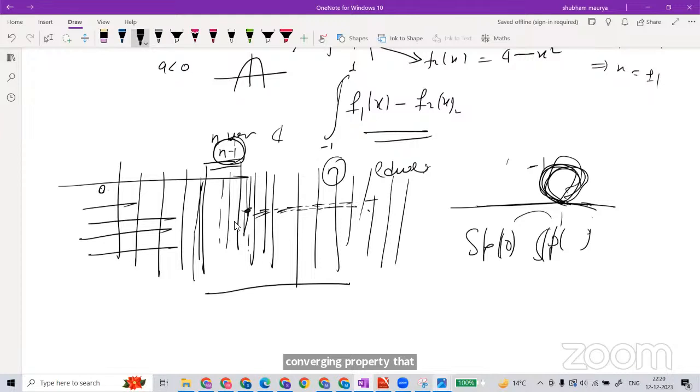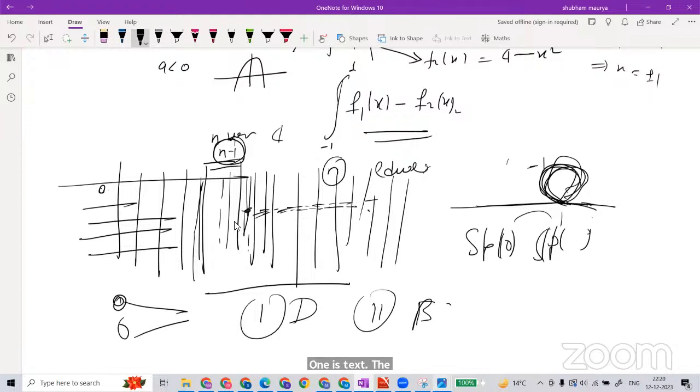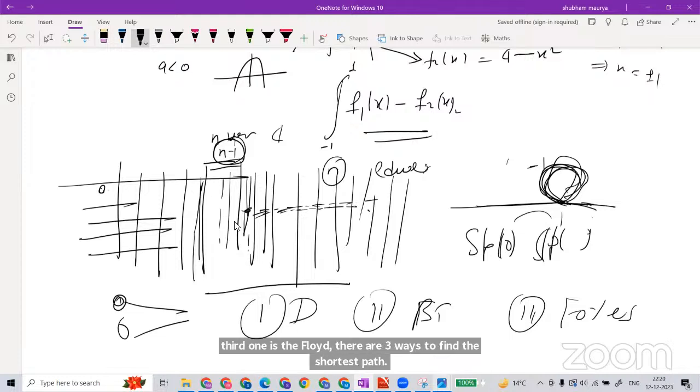In Floyd-Warshall, we will grow from that? No, Floyd-Warshall is not growing, and it is not finding the minimum cost spanning tree. Floyd-Warshall is for all vertices to all vertices shortest path, not growing things. I think you are confusing. There are three methods to find the shortest path: one is Dijkstra, the second is Bellman-Ford, and the third is Floyd-Warshall. There are three ways to find the shortest path, so I think you are confused with that.